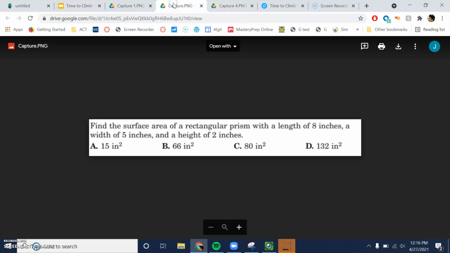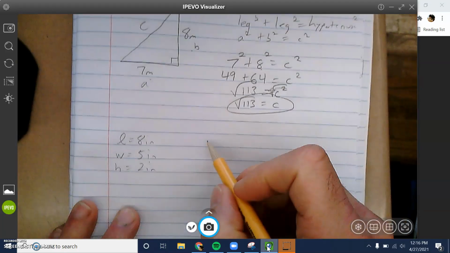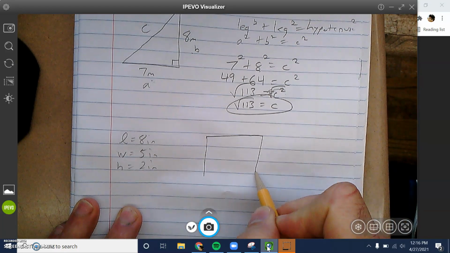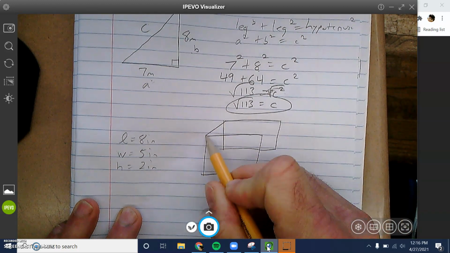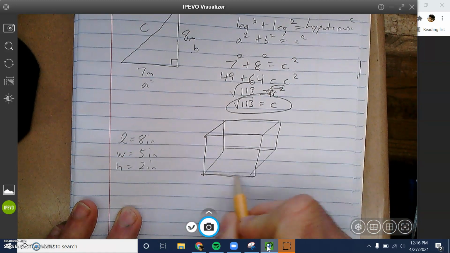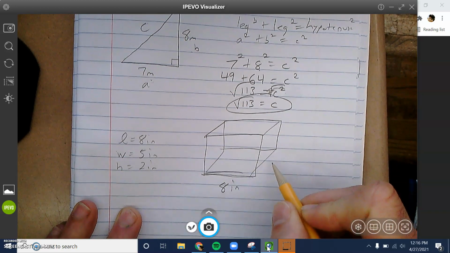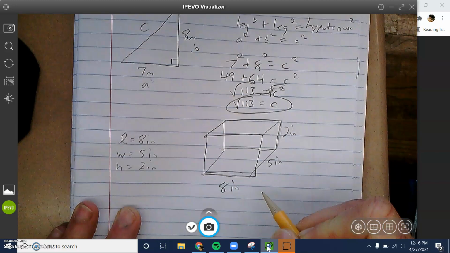All right, next one, here we go. Find the surface area of a rectangular prism with length 8, width 5, height 2. Surface area, ready, set, go. All right, let's see, surface area. Okay, I'm gonna draw my little picture. A picture is always helpful. Draw a rectangle, draw another rectangle, and then connect the sides like that. So the length is 8, width is 5, and height, how tall it is, is 2. You can draw it like that.